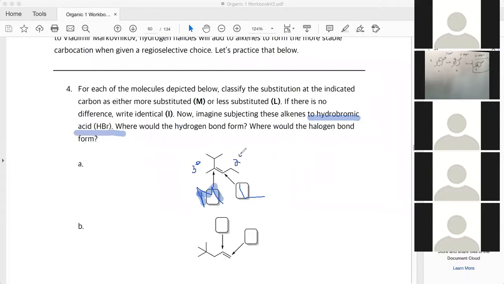Okay, so Markovnikov's rule basically says when we're subjecting these alkenes to hydrobromic acid or hydrochloric acid or hydroiodic acid, any of those things, the hydrogen is going to add to that less substituted side, and that carbocation is going to form on the more substituted side. Now that should make sense of why that carbocation is on the more substituted side, because of hyperconjugation.